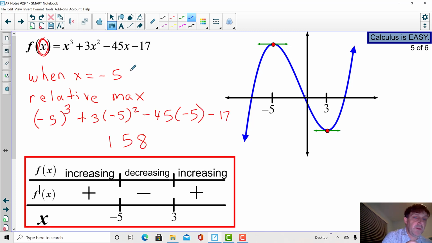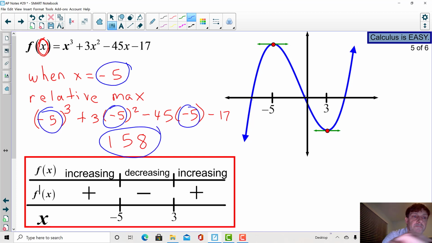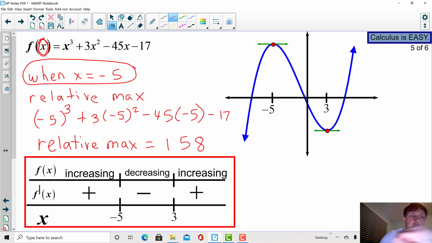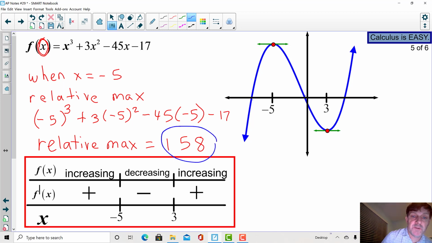Now, when you plug in a -5 into the function, you get 158. So that means the relative max is equal to 158. The x equals -5 is just where the max occurs, but the max is the number 158. It's the y value. We could do the same thing for x is equal to 3.